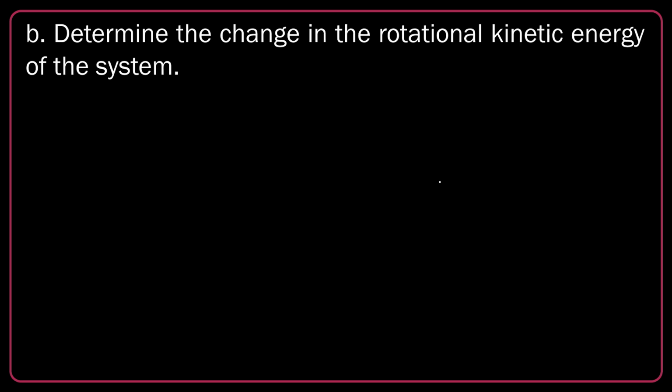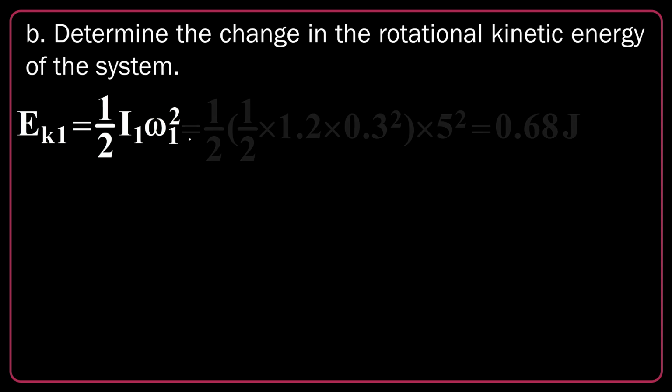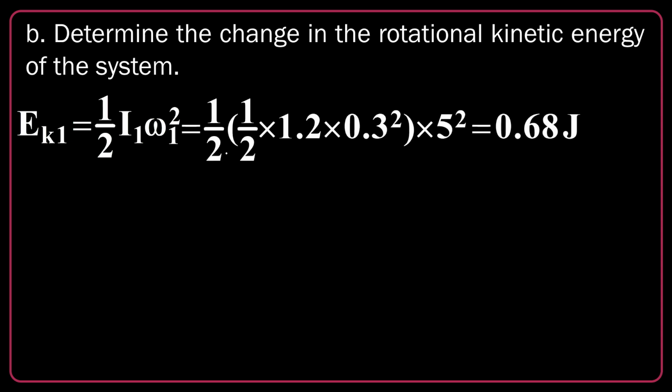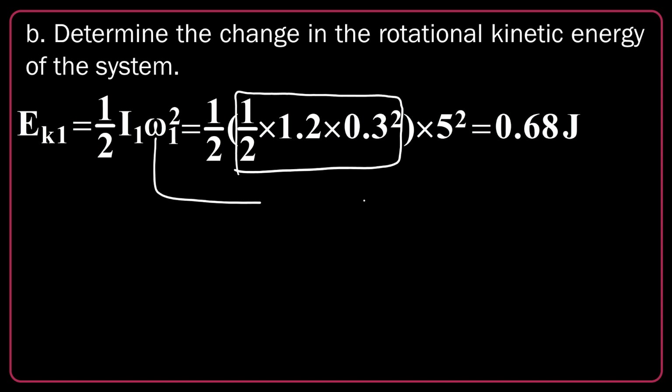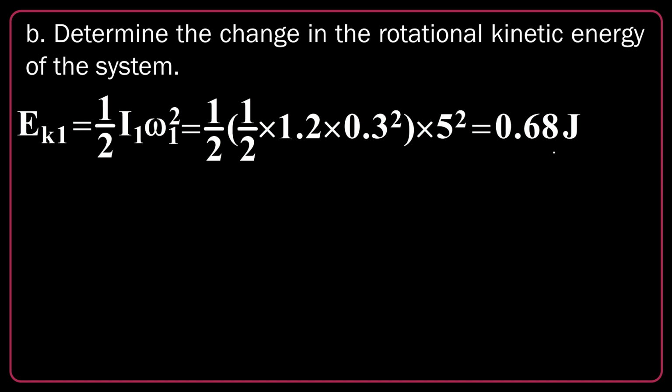Now look at part B. Determine the change in the rotational kinetic energy of the system. At the beginning, the system has this kinetic energy because we have just a single disk. So it's supposed to be a half of I, a half of mr squared, and then initial omega, 5. This is 0.68 joule, the initial kinetic energy of the system.